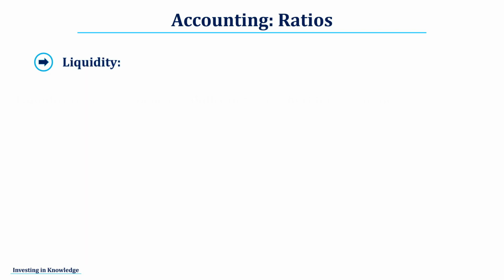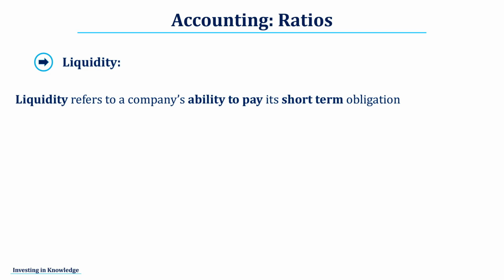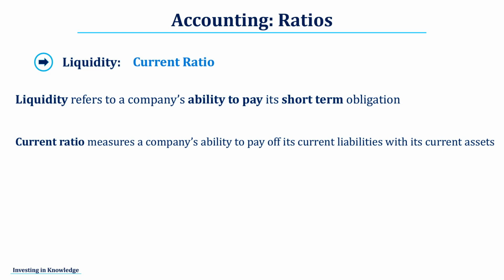Liquidity. Liquidity ratios refer to a company's ability to pay its short-term obligations. Current ratio measures a company's ability to pay off its current liabilities with its current assets. Less than 1 time could be a warning sign.